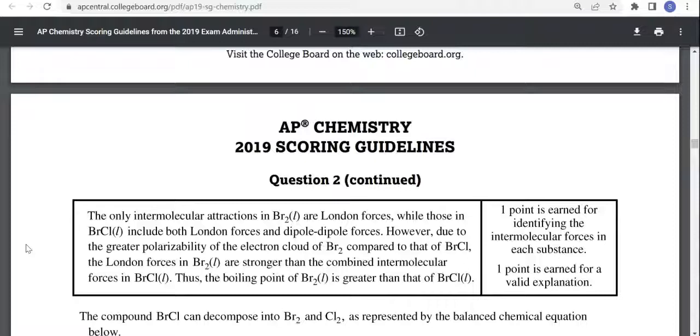So the London forces in Br2 are stronger than the combined intermolecular forces, London dispersion plus dipole-dipole, in BrCl. Thus the boiling point of Br2 is greater than that of BrCl. And so this is one point for identifying the intermolecular forces in each substance, and then another point for explaining how that contributes to Br2 having a higher boiling point.